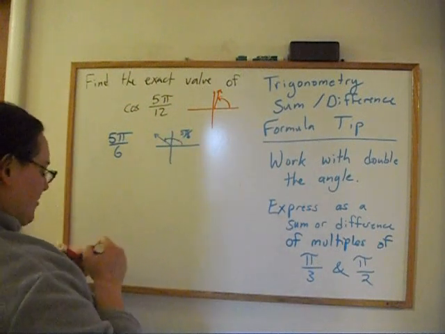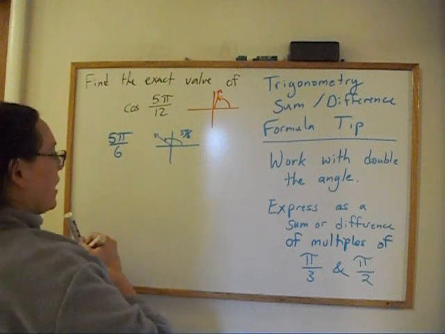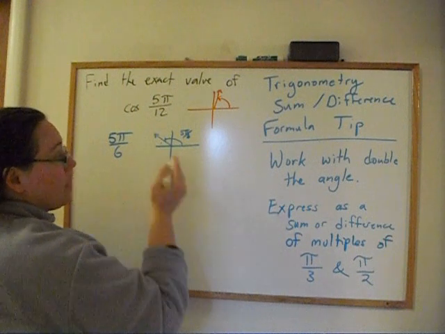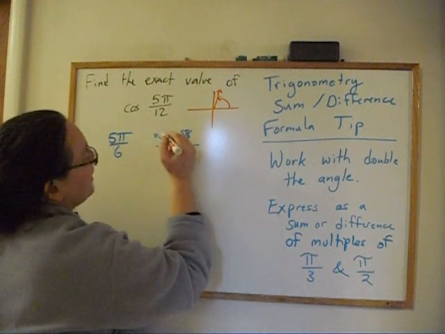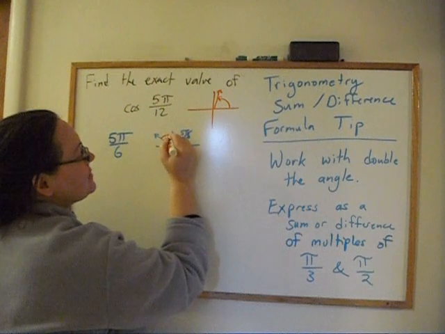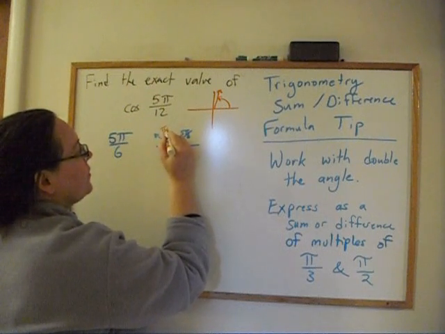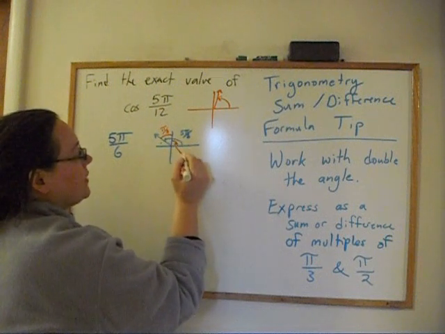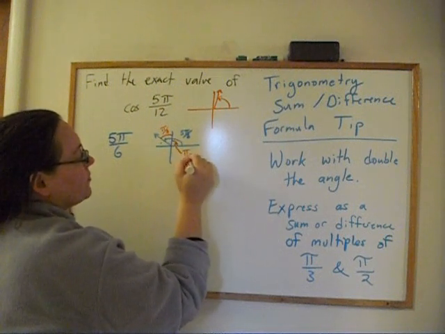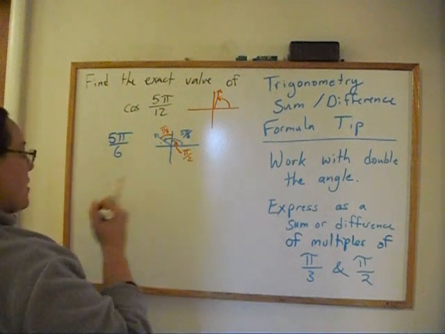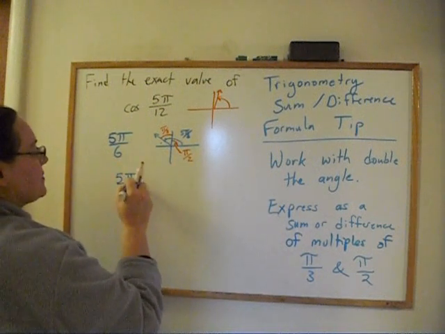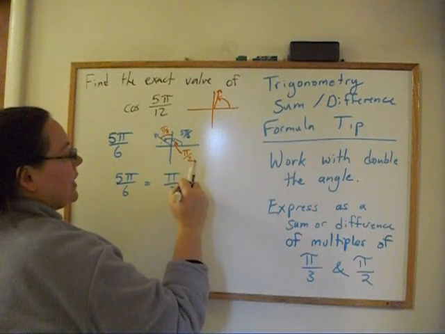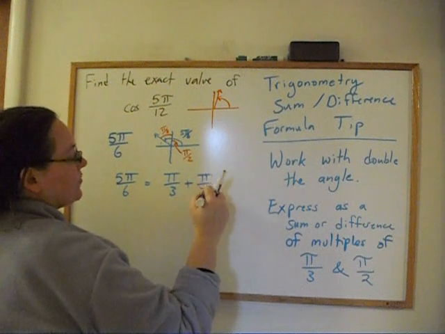Looking at that angle, I know that this right here is pi sixths, which is my reference angle for 5 pi sixths. And if this is pi sixths, this has to be pi thirds. And if that's pi thirds, then this right here is pi halves. So I know that 5 pi sixths is equal to pi thirds plus pi halves.